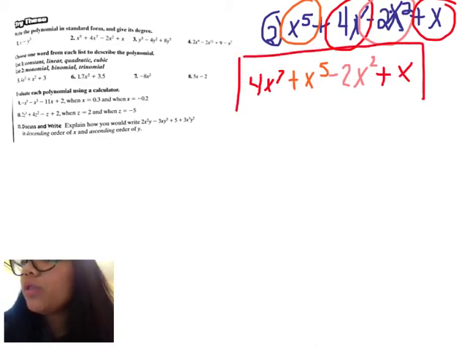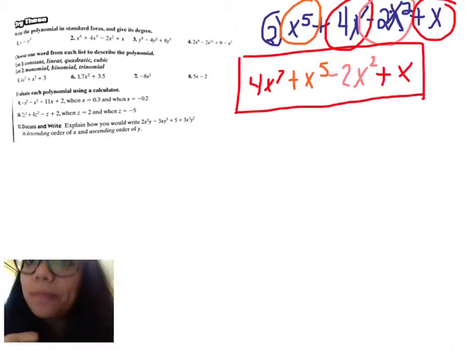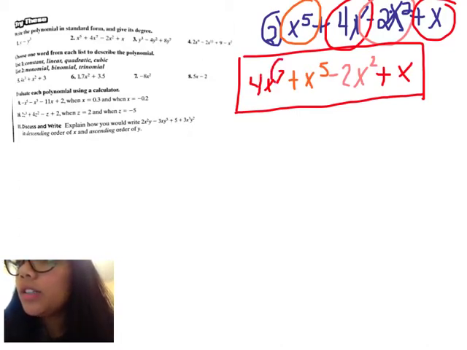Writing something in standard form means you're writing your highest exponent to your lowest exponent, your highest degree to your lowest degree. And give its degree. The degree is 7, because that's my highest one. Okay, so then I'm going to do another one from the second portion.